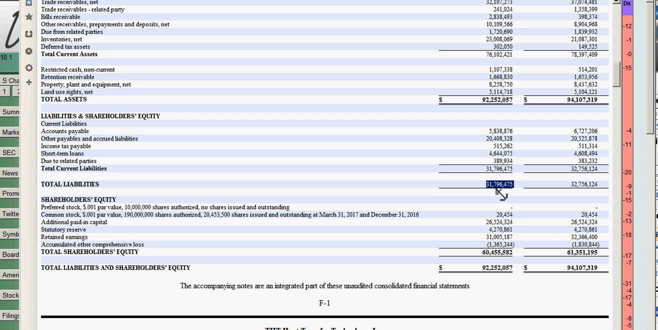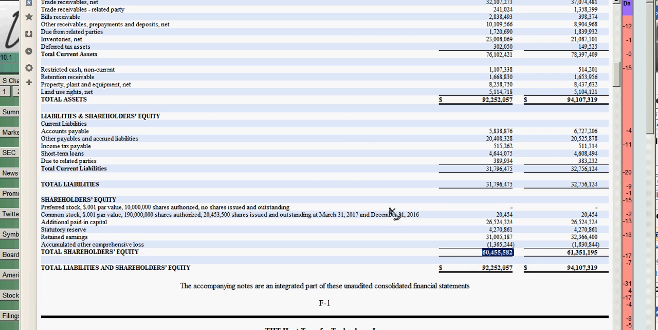Okay. So now, if you subtract their liabilities from their assets, you got 92 minus 31. You come up with something called shareholders equity. Okay. And this is what the company's actually worth. I mean, if this thing went under, there would be $60 million left over. That would be the value.